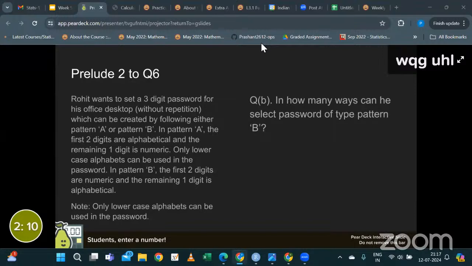So that without repetition statement is applicable in B also? Yes.